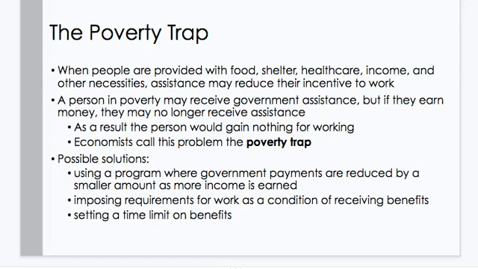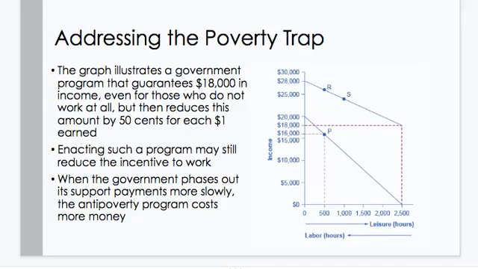Possible solutions: using a program where government payments are reduced by a smaller amount as income is earned, imposing requirements for work as a condition of receiving benefits, and setting a time limit on benefits.